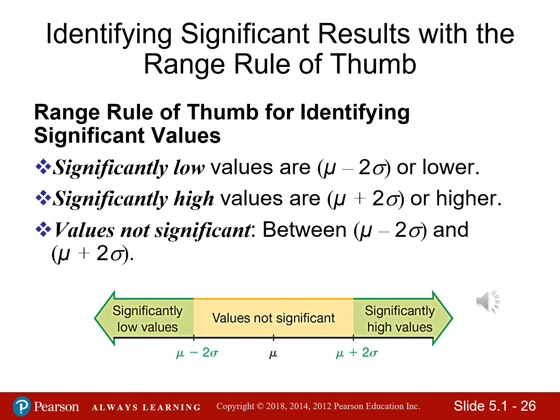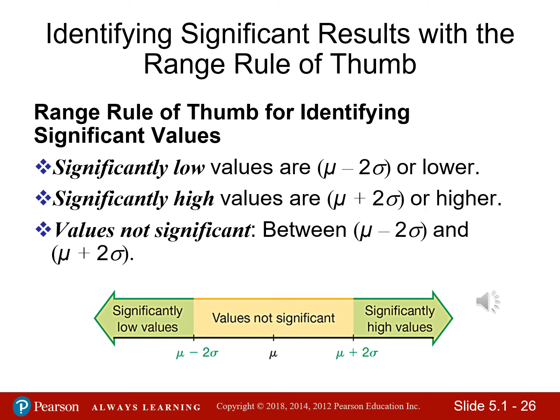Recall that the range rule of thumb is a simple tool for understanding and interpreting standard deviation. It is based on the principle that for many datasets, the vast majority of sample values lie within 2 standard deviations of the mean, and is based on the population mean mu and the population standard deviation sigma. This rule applies to large samples that represent the population.